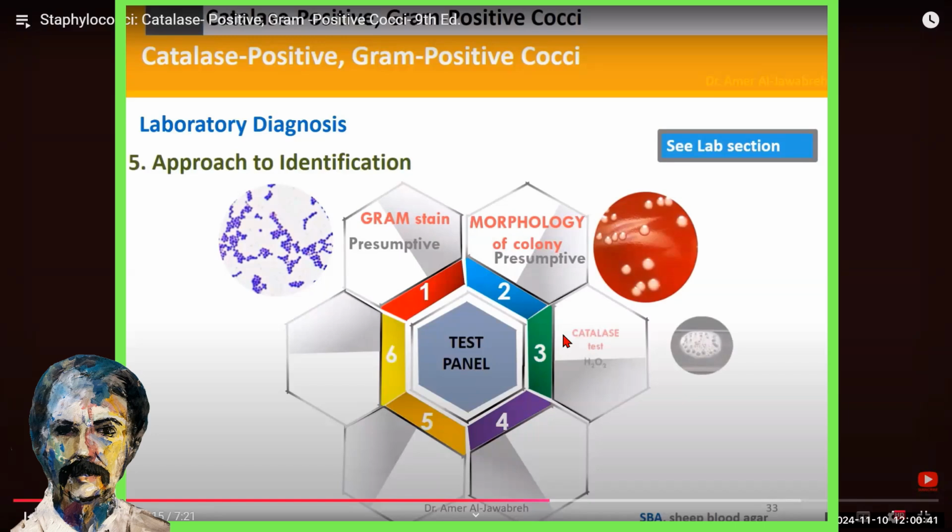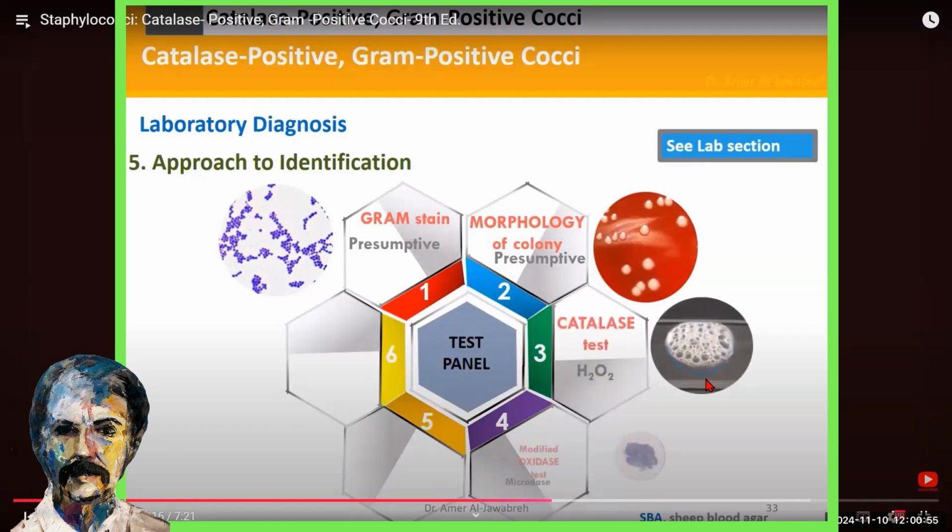Then catalase. Now we come to the real business. Catalase. See, bubbling. What is the cause of this bubbling? H2O2, hydrogen peroxide, breaks down into water, H2O, plus O2. This is O2. So the bubbling here is a result of the oxygen from the breakdown of the hydrogen peroxide, H2O2. And this is also a key test. It comes directly after the Gram stain. So if it's catalase positive, we can rule out that this is Strep. We can say now we go for the Staph.